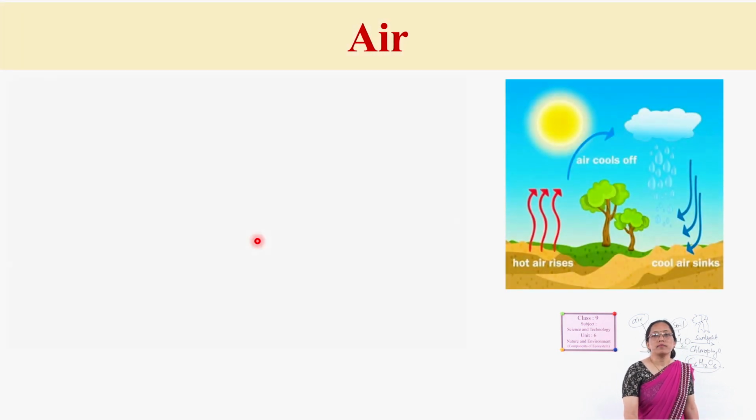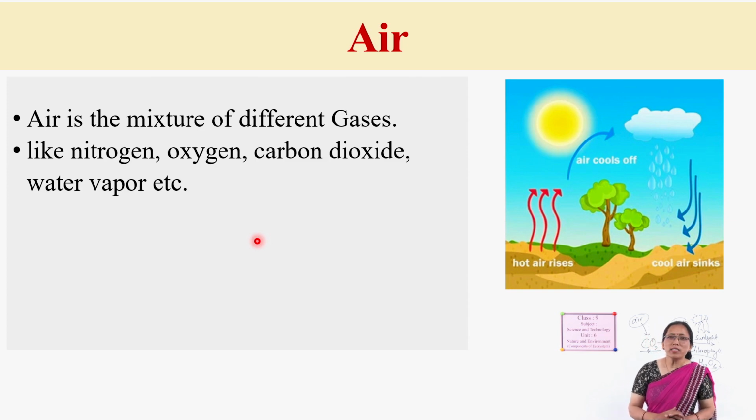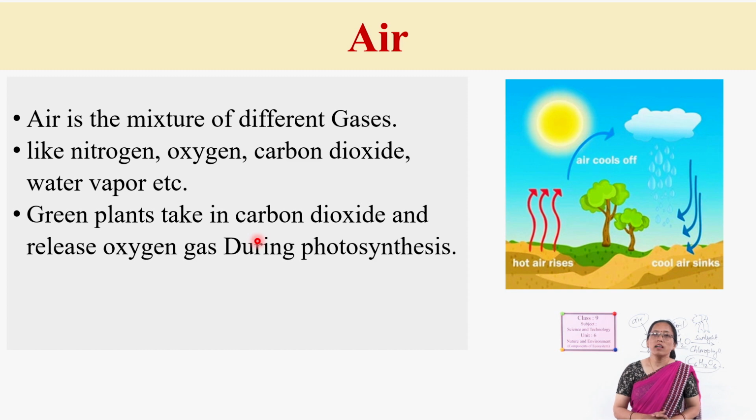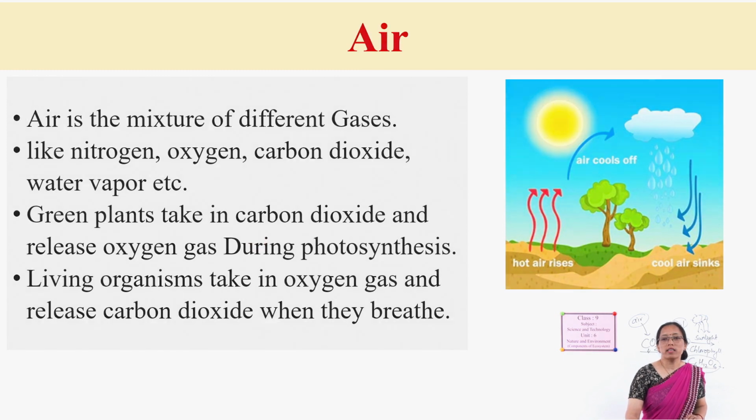Now what is air? All of you know that air is a mixture of different kinds of gases. What are the gases present in the atmosphere? Especially, the atmosphere is the layer of air. So what are the components present in it? There is 78% of nitrogen, nearly 21% of oxygen, 0.04% of carbon dioxide, and some water vapor is also present. All of you know that green plants take in carbon dioxide and give out oxygen during photosynthesis, but during breathing every organism takes in oxygen and gives out carbon dioxide.